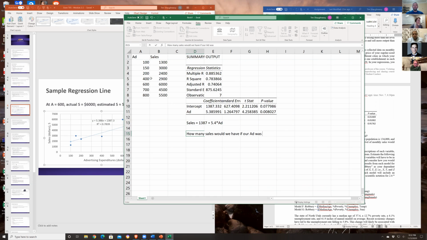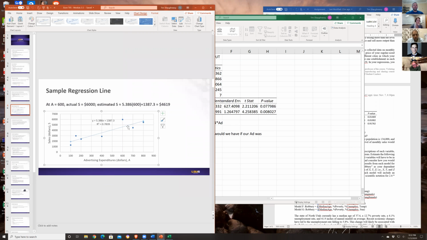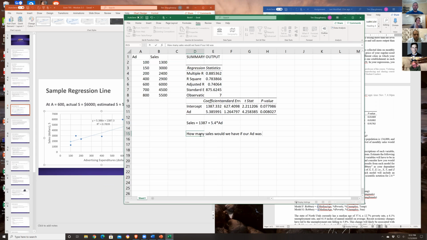You could say, well, we have some experience of having $400 of advertising expenditures, and we had sales of $2,900. If I look at the data points, I might say, yeah, that was okay. That did lie somewhat far away from my guess of what sales would be. But what about what's going to happen to sales for an amount of advertising expenditures that's not in this table? I can see that there's no $300 of sales here. If our ad was $300, there's nothing in here.